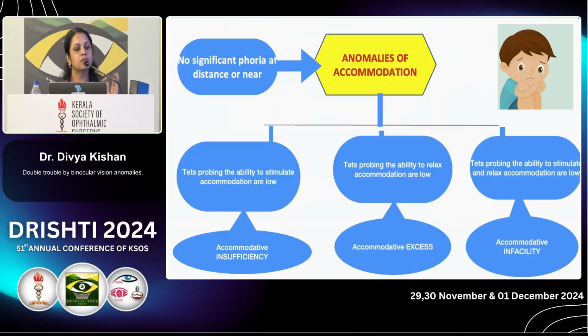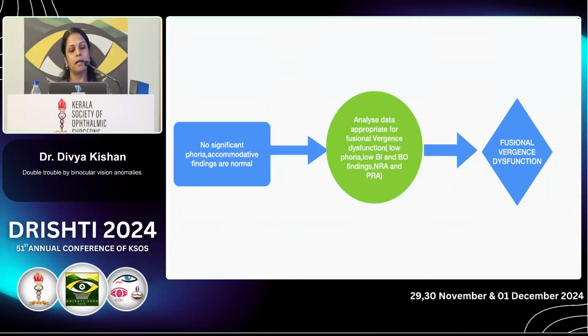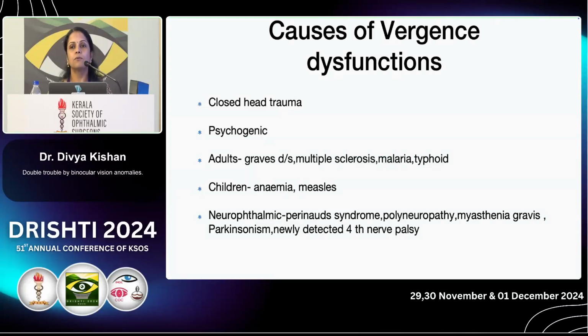If you find that the child has no significant phoria, then you have to suspect anomalies of accommodation, and you do the tests that probe the ability to stimulate accommodation. If they are low, it is accommodative insufficiency. If the tests probing the ability to relax accommodation are low, it is accommodative excess. If the tests probing the ability to stimulate and relax accommodation are low, it is accommodative infacility. And in some cases, you find there are no phorias or accommodative problems, then you need to suspect cases of fusional vergence dysfunction.